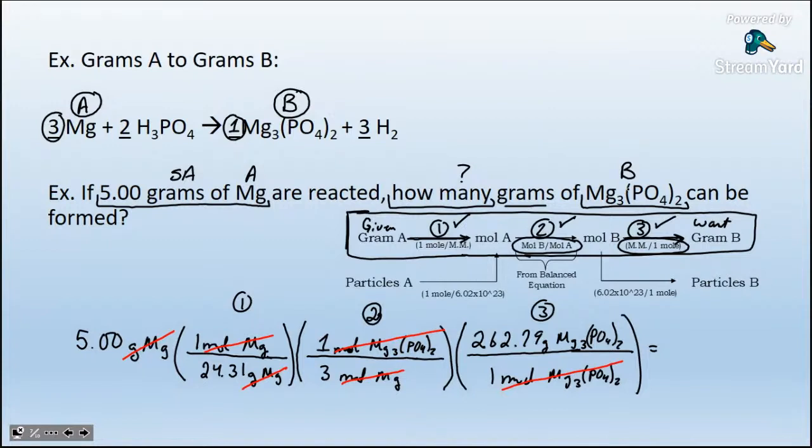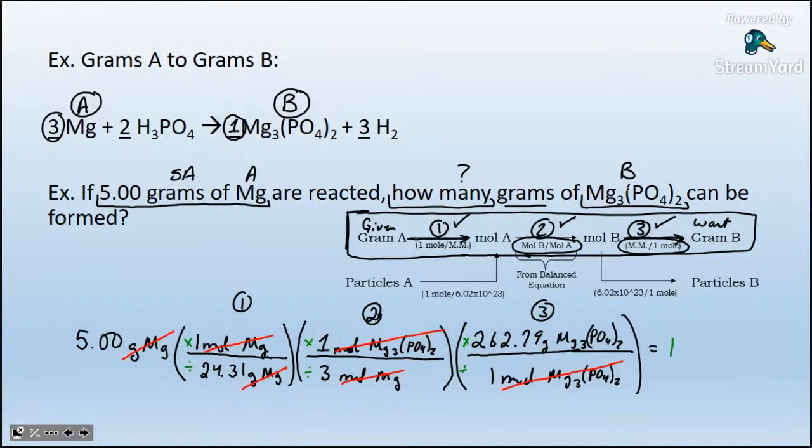And again, my goal is that eventually you won't need the mole roadmap. That instead you can look at this strictly from a given-want perspective and see how the conversion needs to be set up to cancel out those units. Okay? But as far as mathematically working this, again, we're going to multiply that starting amount by each one of our numerators divided by each of our denominators. So in my calculator, I would type in 5.00 times 1 divided by 24.31 times 1 divided by 3 times 262.79 divided by 1, and then hit enter.